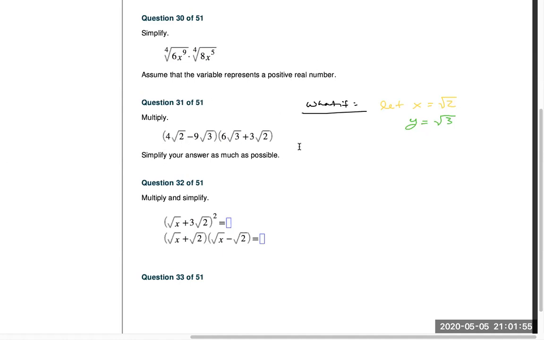This would become 4x minus 9y times 6y plus 3x. Hopefully you remember how to distribute that. That is chapter 4 stuff. Essentially, we would want to FOIL.